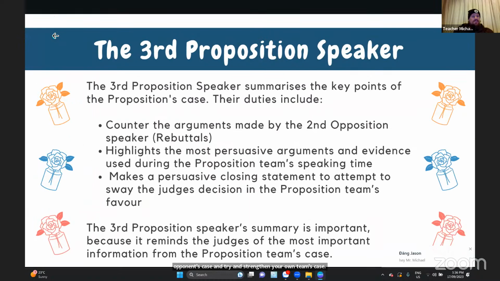We move on now to the third proposition speaker. The third proposition speaker summarizes the key points of the proposition's case.